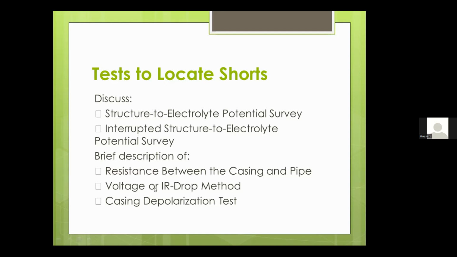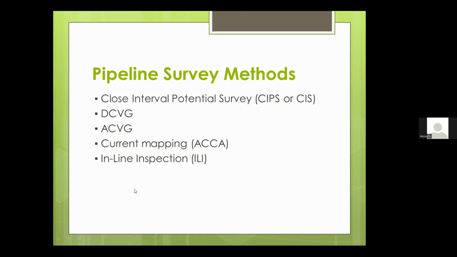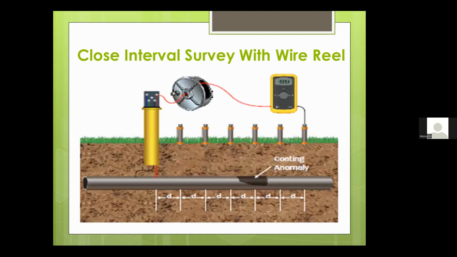Also, we can use the voltage or IR drop method or the casing depolarization test. Some pipeline survey methods include closed interval potential survey, direct current voltage gradient, alternating current voltage gradient, current mapping, and inline inspection. Here is a closed interval potential survey. We can measure the potential every 2 meters or 3 meters along the pipeline.